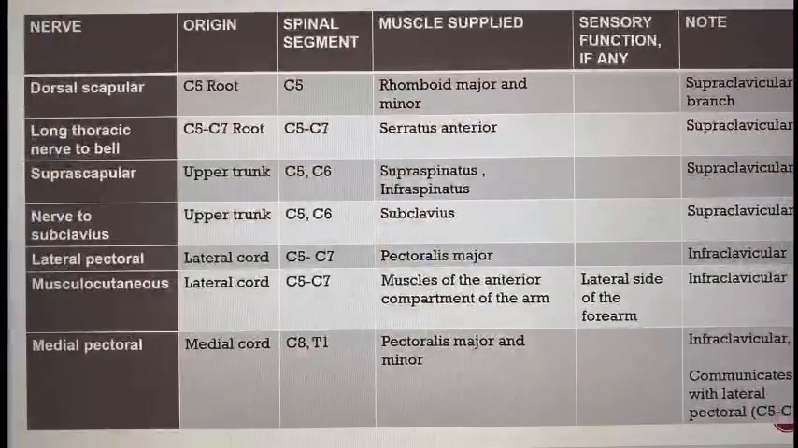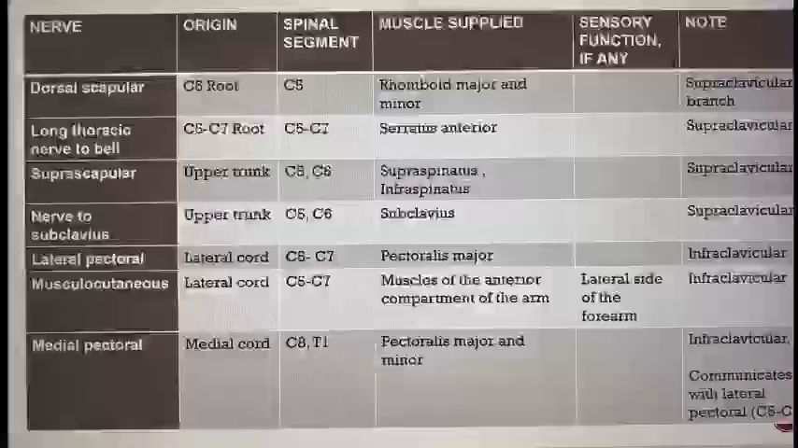Moving on to the branches. The branches can be classified into three types: the ones from the roots, the ones from the trunks, and the ones from the cords. The ones from the roots, two of them, are the dorsal scapular and long thoracic nerve of Bell.